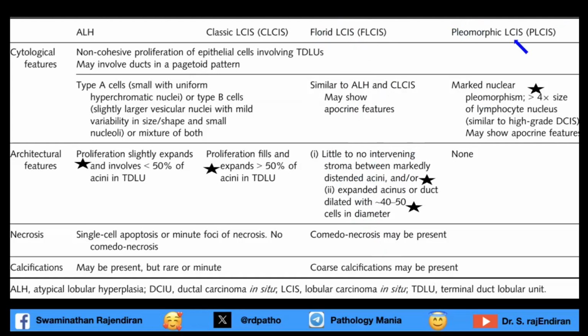In pleomorphic LCIS, you have to see pleomorphism, and the definition of pleomorphism in any organ is more than 4 times the size of a lymphocytic nucleus or the smallest cells in the lesion. So these are all the main differences in the 4 members of lobular proliferation.